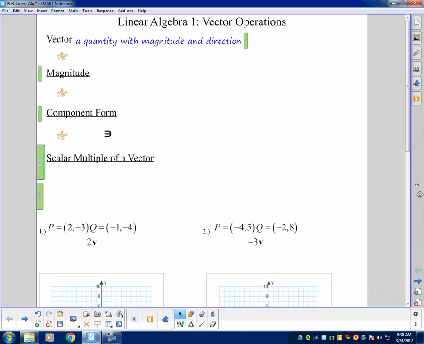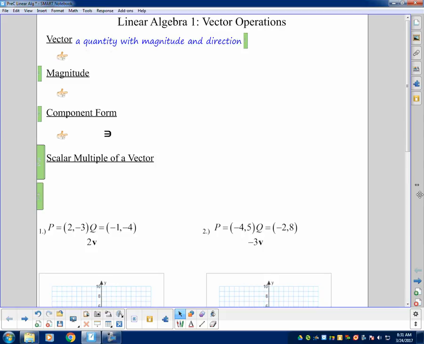All right, so we're going to be looking at some linear algebra topics. We're going to split it into vectors, first half, matrices, second half. So we're going to do vector operations. What I mean by operations is scalar multiplication, addition, and subtraction. So we're going to look at that today.